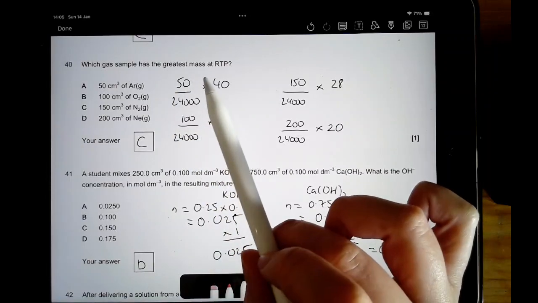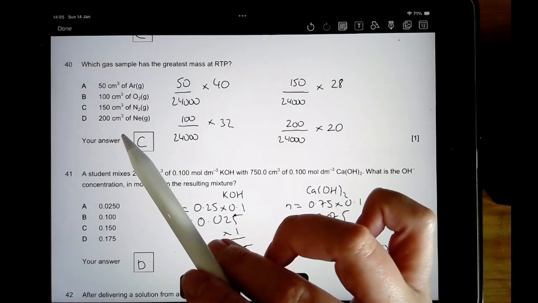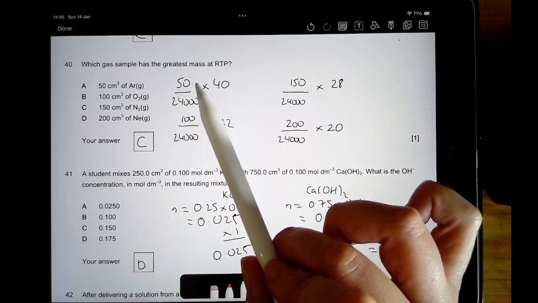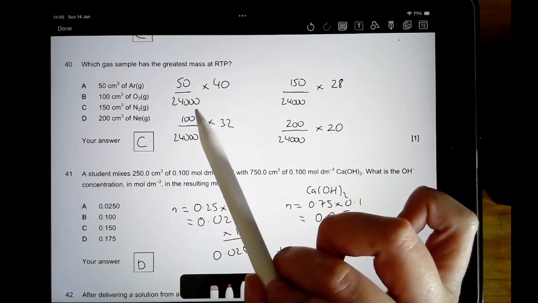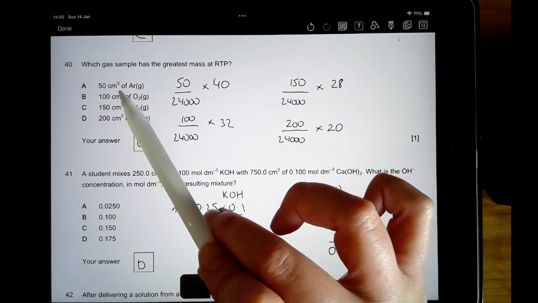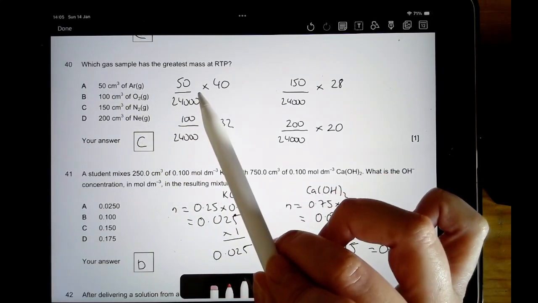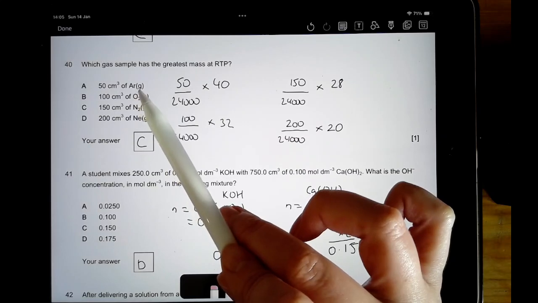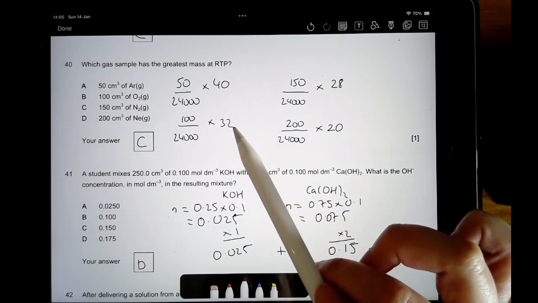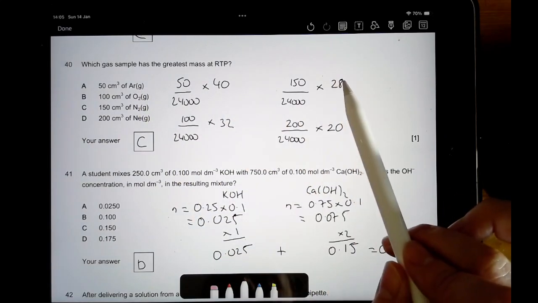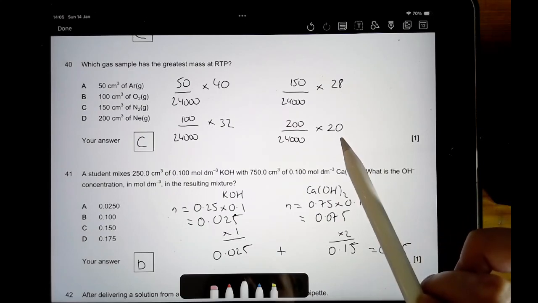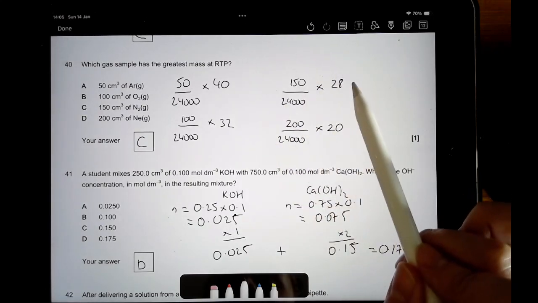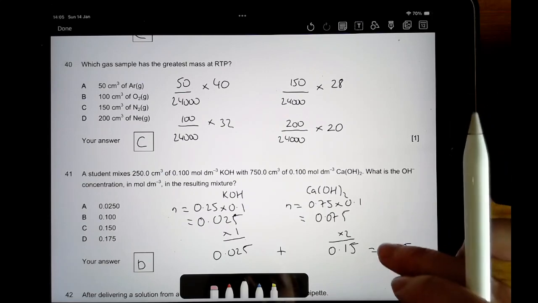To work out the mass, when you're given the volume, you're going to have to go to moles. So to go to moles, you're going to be dividing by 24,000 because they're giving it to you in centimetres cubed. And once you know the moles, you're going to be timesing it by the formula mass to work out mass. So formula mass of argon is 40, oxygen is 32, 28 for N2 and 20 for neon, and when you work them out the answer ends up being C, so that's just trial and error.